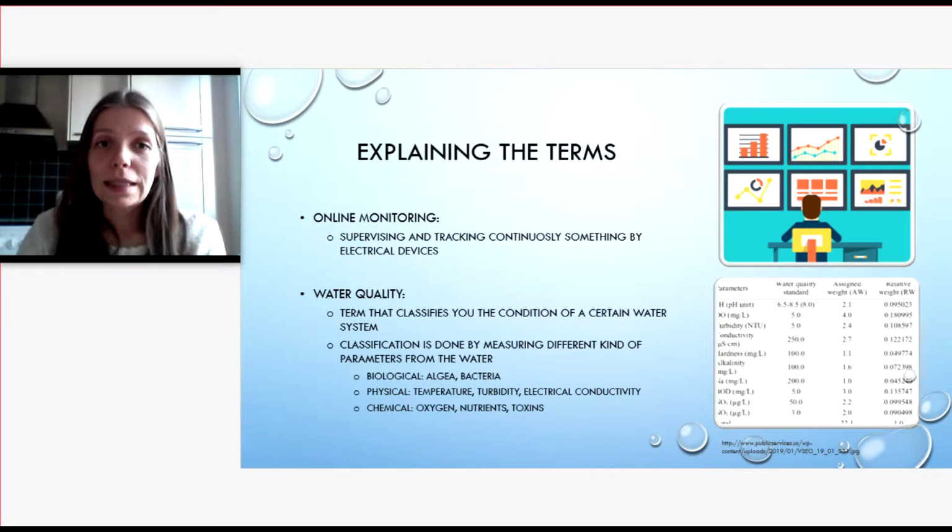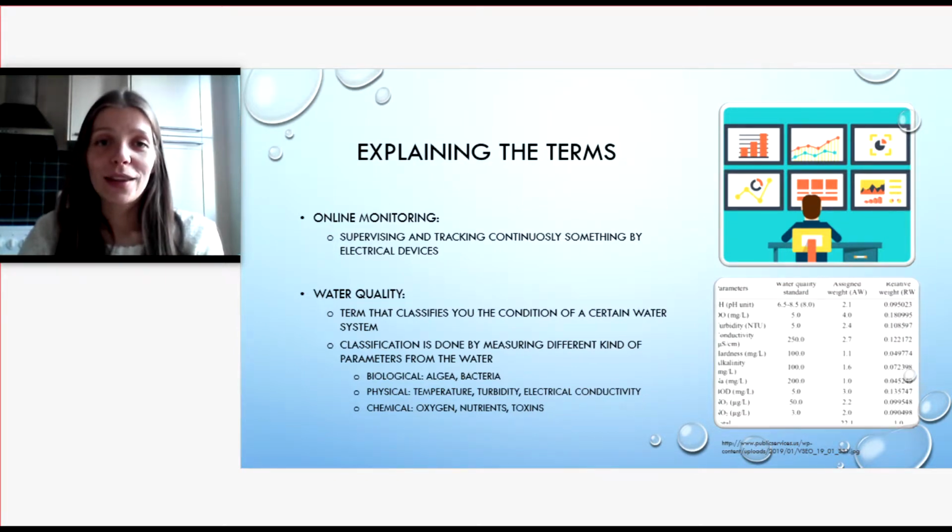Water quality is a term that is used to describe the condition of a certain water system. Classification is done by measuring different kinds of parameters from the water. Those parameters can be biological, such as algae and bacteria, physical, such as temperature, turbidity and electrical conductivity, and chemical, such as oxygen, nutrients, and toxins.